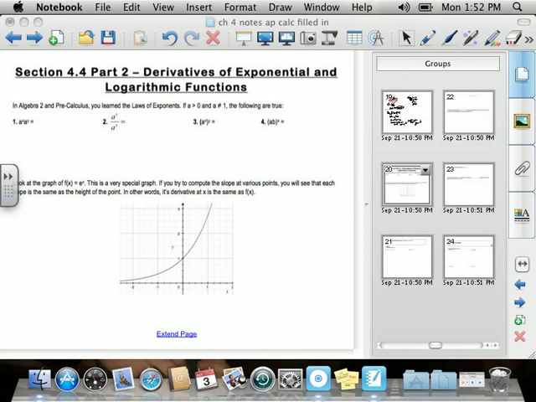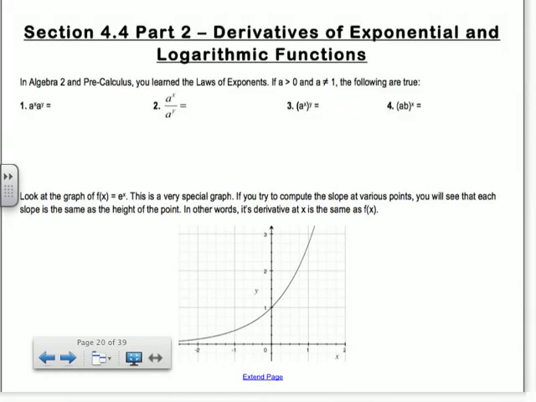So section 4.4, part 2, longest section ever, is on derivatives of exponential and logarithmic functions. We talked about a couple of these already. In Algebra 2 and pre-calc, you learn the laws of exponents.